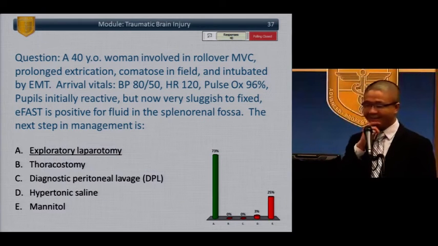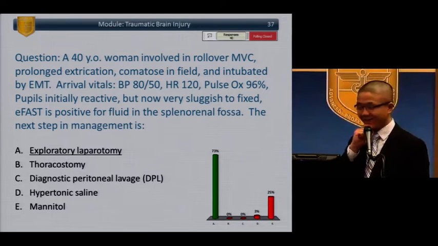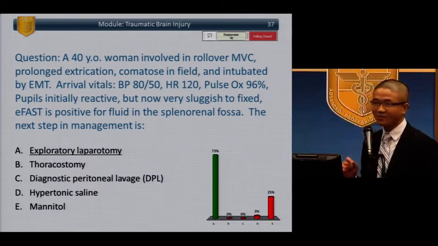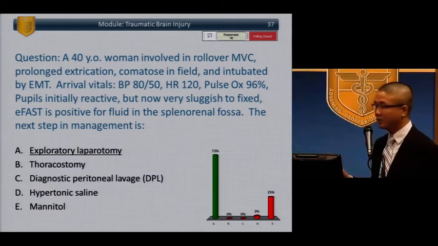All right, good job. Okay, exploratory laparotomy. All right. Okay. Now, totally understandable the choice for E, Edward, for mannitol, but let's just talk about exploratory laparotomy.